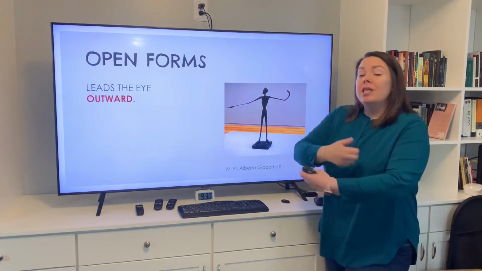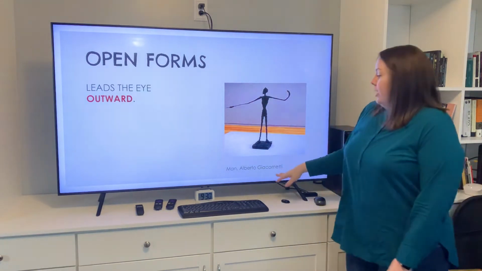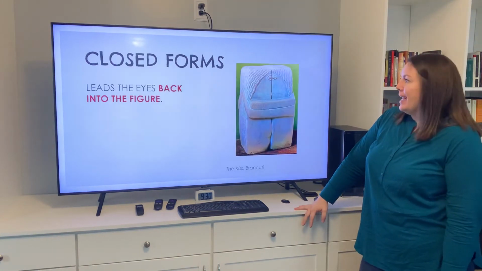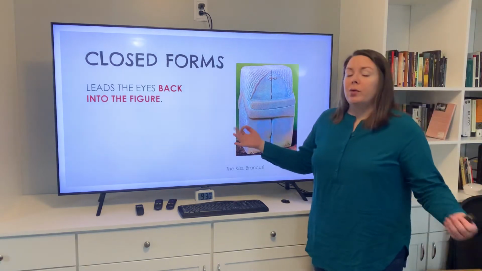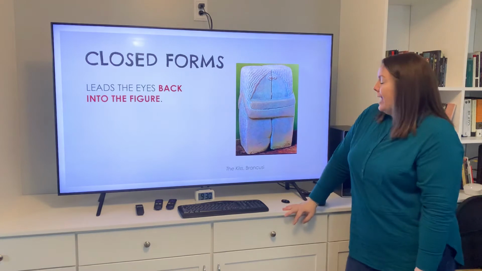Open forms. That just means that it is open. It leads your eye away from the sculpture, like this sculpture called Man by Alberto Giacometti. Closed forms, just like you would think, lead your eye back inwards. This is called The Kiss by Brancusi.